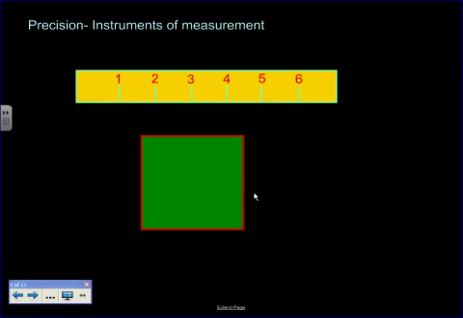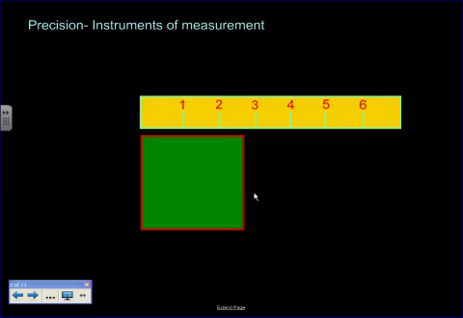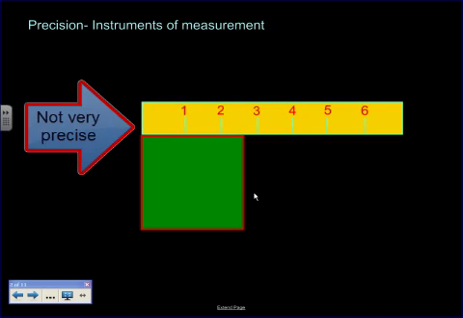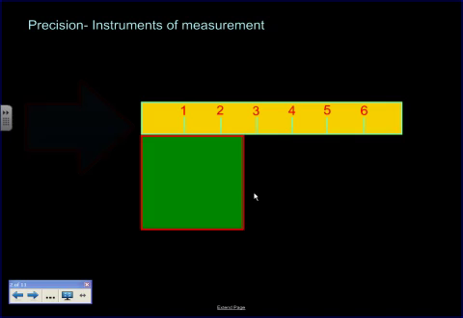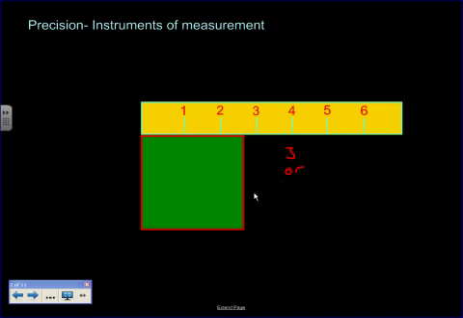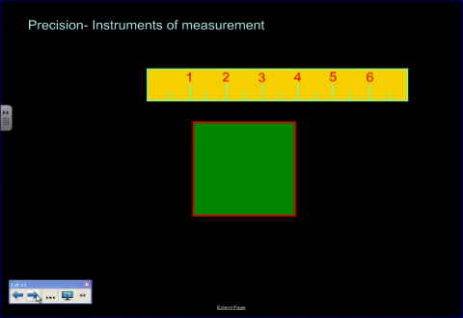Sig figs starts out with the idea of precision. Our instruments of measurement, the things that we use to take measurements, have a certain amount of precision. If we had a ruler like this, say that was marked in just centimeters, only had marks for centimeters, not very precise. If we were going to make a measurement, we'd have to say, well, it's almost 3. Maybe we can make a guess that it's about 2.5 or 2.6. We're sort of estimating that last decimal.